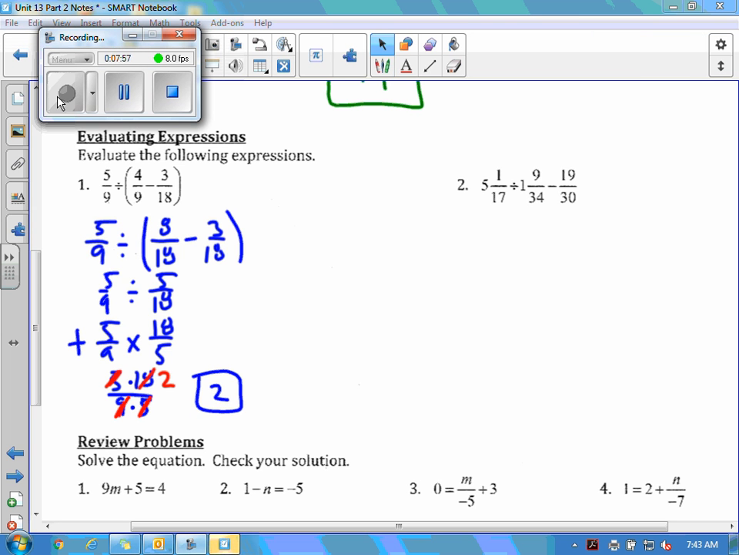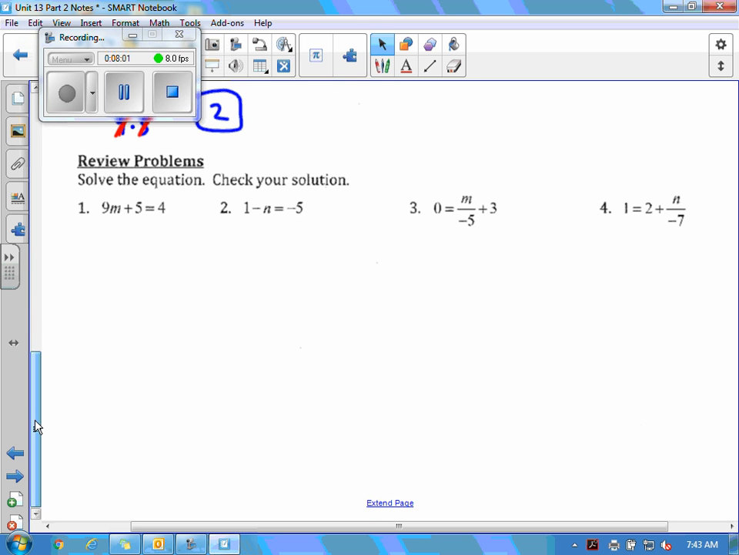I'll leave number 2 for you guys. Make sure you do order of operations. And then there are some review problems on the bottom. So just some basic 2-step solving equations.